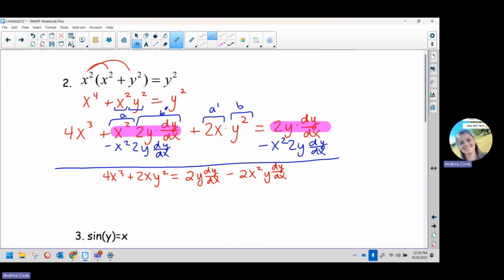And now we can factor out a dy over dx. We can get 2x squared, 2y dy over x minus 2x.